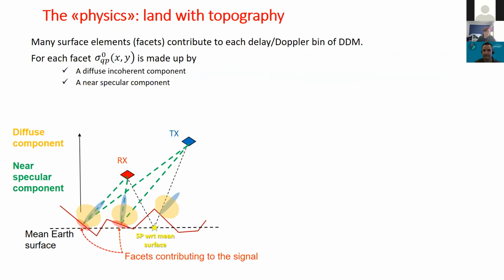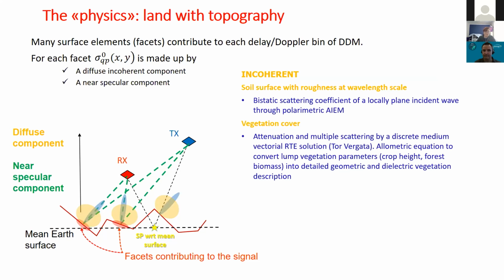From the bistatic radar equation, we can see that many surface elements or facets contribute to each beam in the delay Doppler map. For each facet, SAVERS can simulate the bistatic scattering coefficient, which has two components, a diffuse incoherent component and a near specular component.